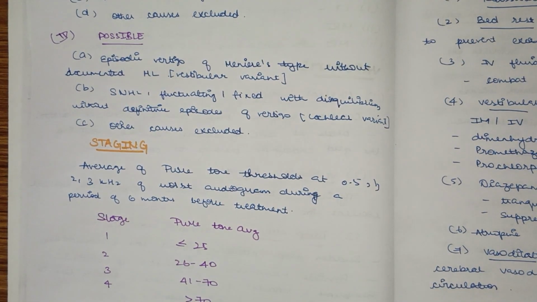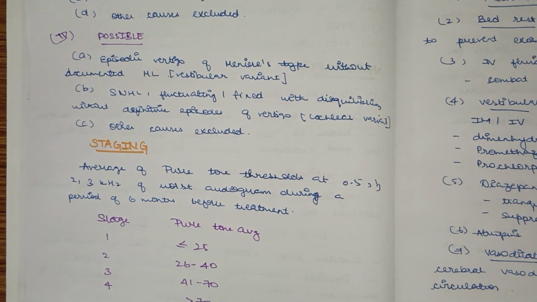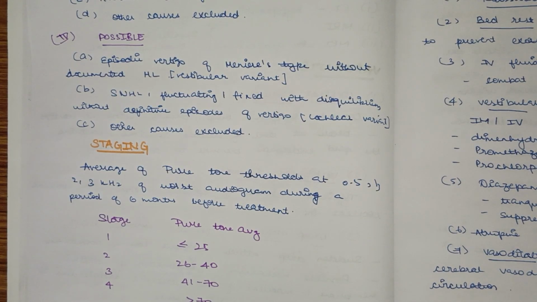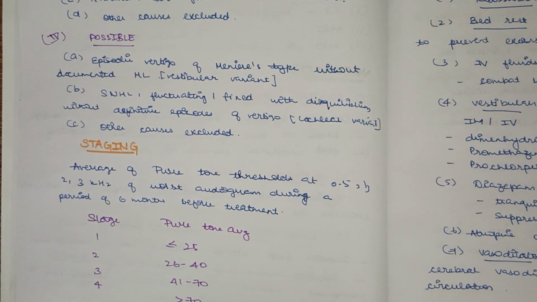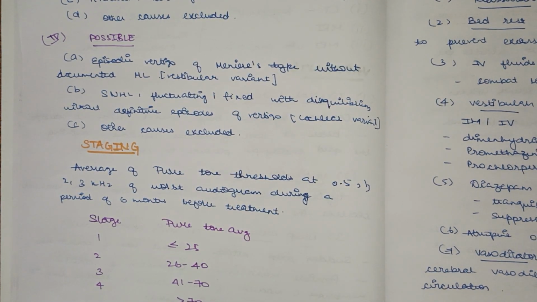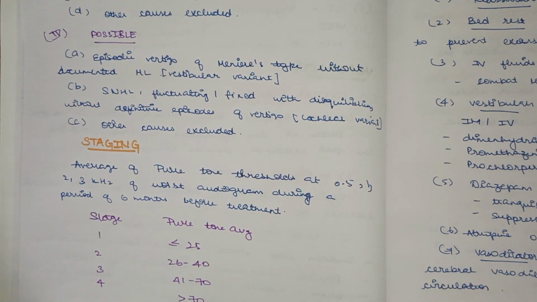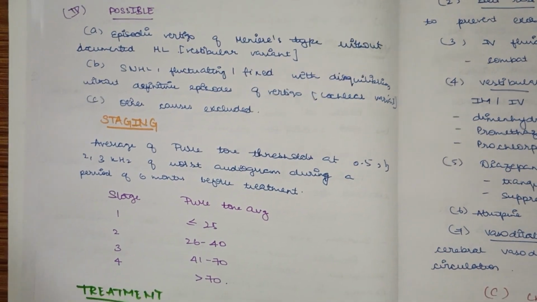If there are periods of vertigo but there is no audiometrically documented hearing loss during an acute attack, it comes under possible. Sensorineural hearing loss must be present, which is fluctuating or fixed, with disequilibrium without definitive episodes of vertigo. This is the cochlear variant, and if there are episodes of vertigo, it is the vestibular variant. If there's sensorineural hearing loss without vertigo, then it is the cochlear variant, and all other causes must be excluded. So, this is possible. Most of the cases diagnosed are possible only.